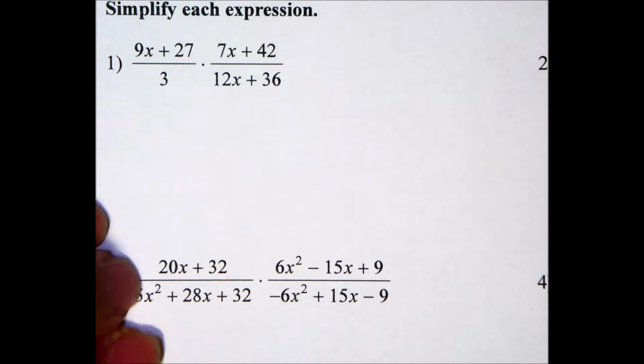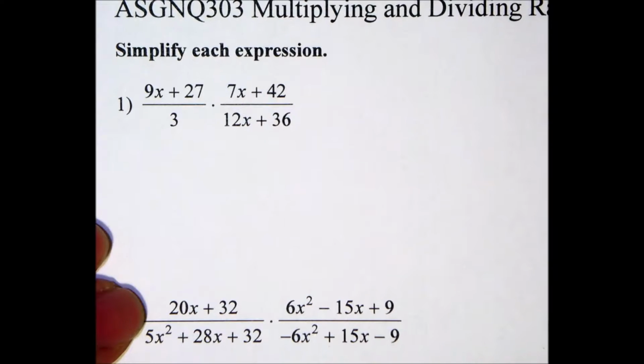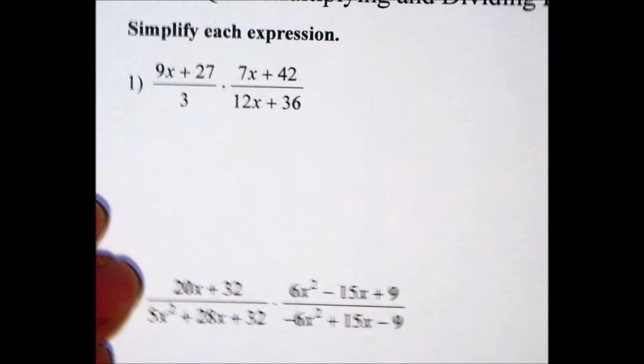Here we are multiplying and dividing rational expressions. This is ASGNQ303. All right, let's get started. What you want to do with these is factor to begin with. So we're going to factor here.